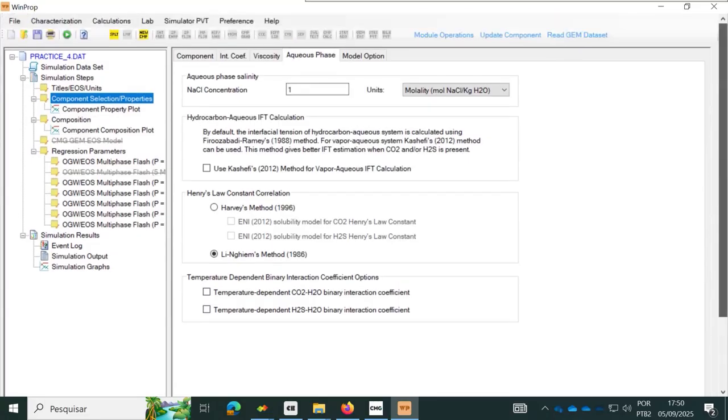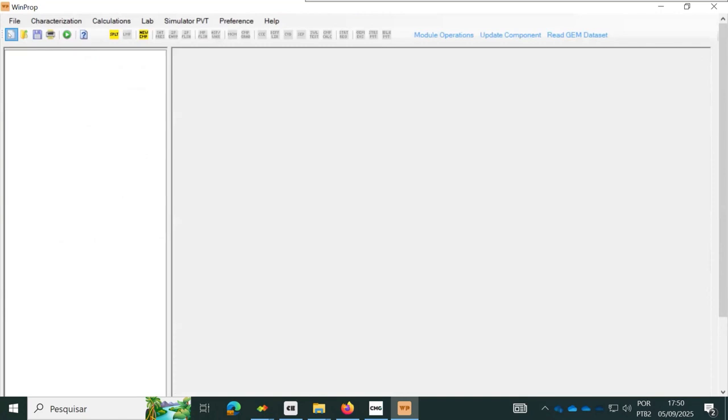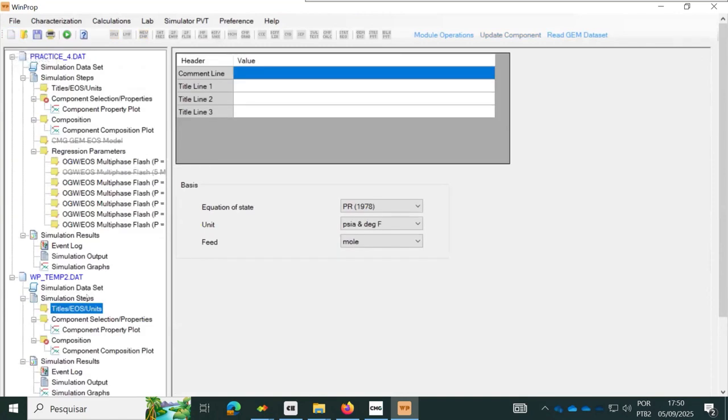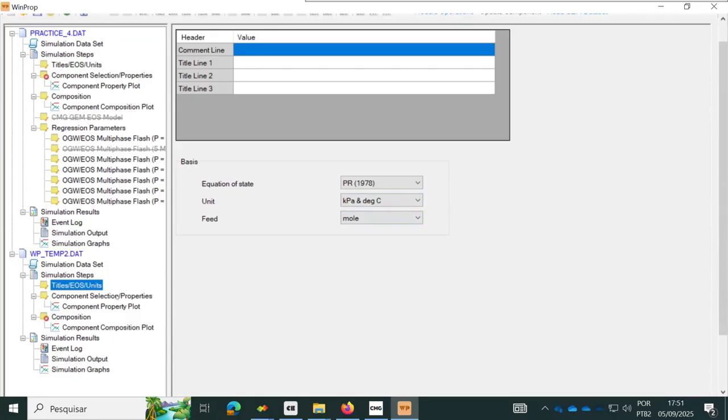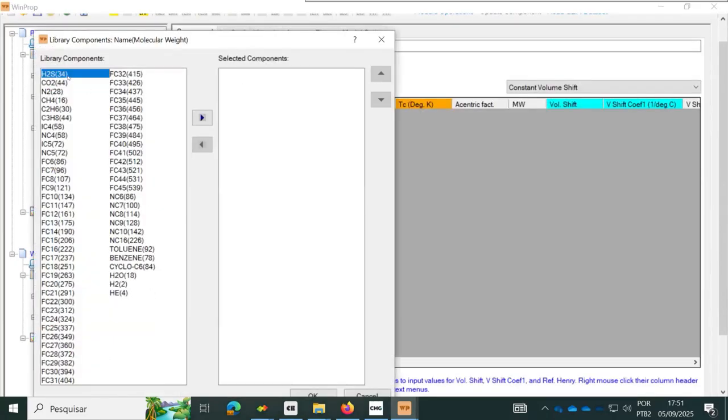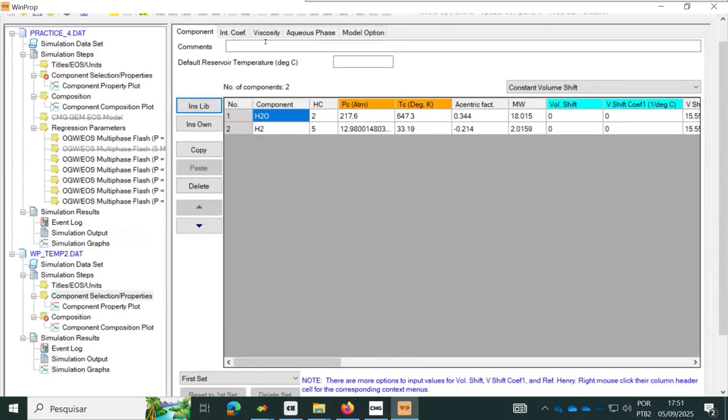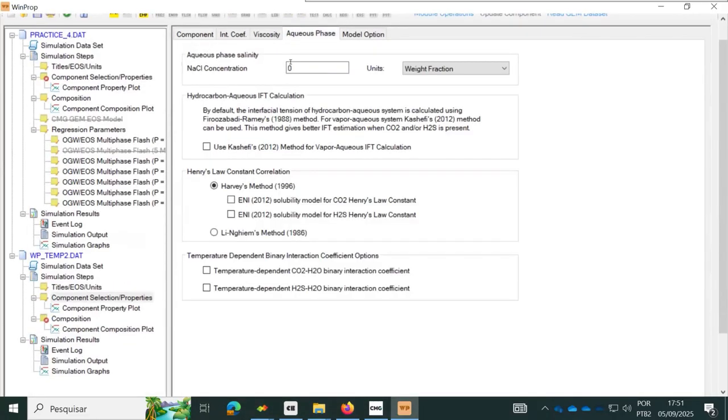Yeah. In this case, we don't, because we can do two things. We can generate, for example, another project. Let's do it from scratch. Let's pick the same units. Let's select the components, water and hydrogen. Okay. And let's see.